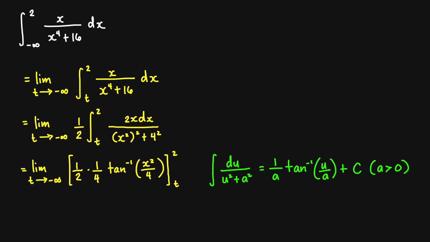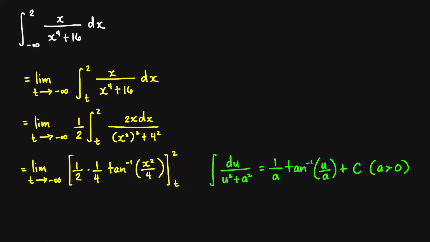But of course, don't forget to multiply this integral by 1/2 because the original integral has x in the numerator, not 2x. Now using this formula, just think of this as the integral of du over u squared plus a squared. We'll get the antiderivative 1 over a tangent inverse of u, where u is equal to x squared and a is equal to 4. And then, of course, times 1/2, and then evaluated from t to 2.